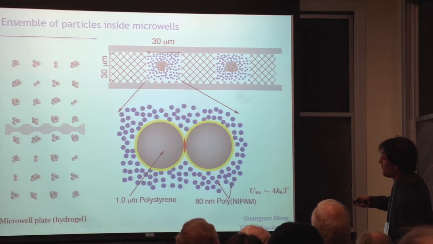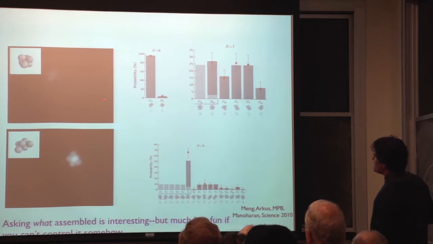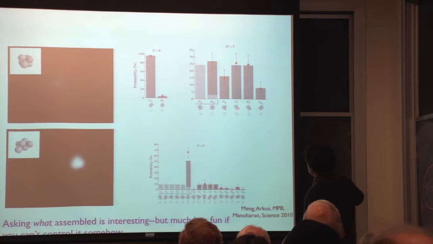This is very much like the purple block example. We then spent time measuring the probabilities of occurrence of the different structures, calculating theoretically and comparing. I'll get back to this in a minute, but these are clusters of spheres. And so these are clusters of seven spheres.